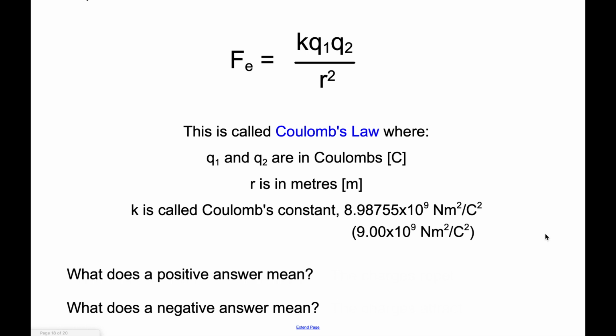Based on that equation, what does it mean if we get a positive answer? Well, if we get a positive answer, it means we've multiplied two positive charges together or two negative charges together, meaning the charges are going to repel. If we get a negative answer, that means we're multiplying oppositely charged things together. That means the charges are going to attract.